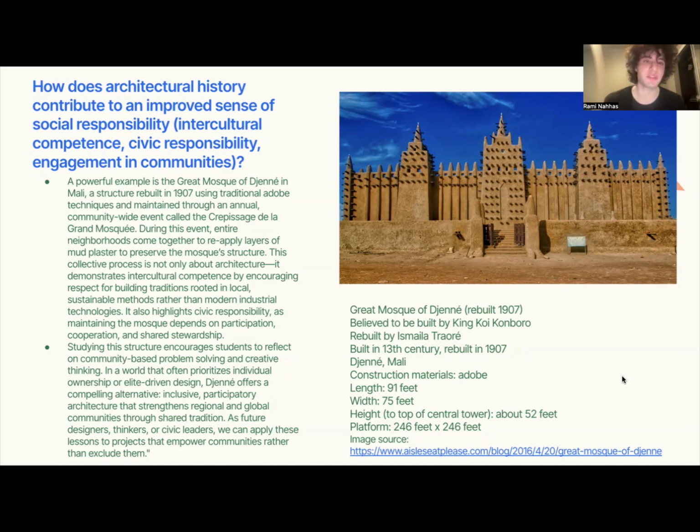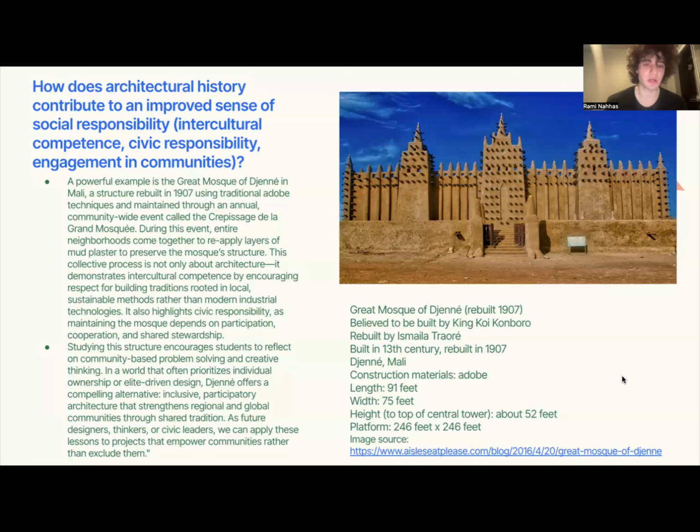using traditional adobe techniques and maintained through an annual community-wide event called the Crépissage de la Grande Mosquée. During this event, entire neighborhoods come together to reapply layers of mud plaster to preserve the mosque's structure. This collective process is not only about architecture, it demonstrates intercultural competence by encouraging respect for building traditions rooted in local, sustainable methods rather than modern industrial technologies. It also highlights civic responsibility, as maintaining the mosque depends on participation, cooperation, and shared stewardship.